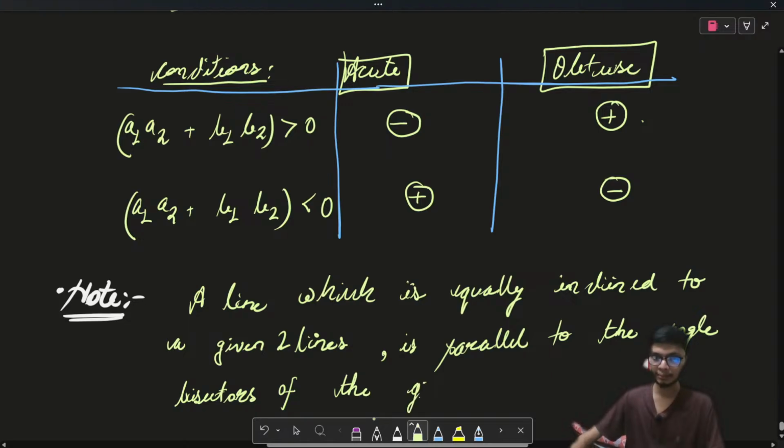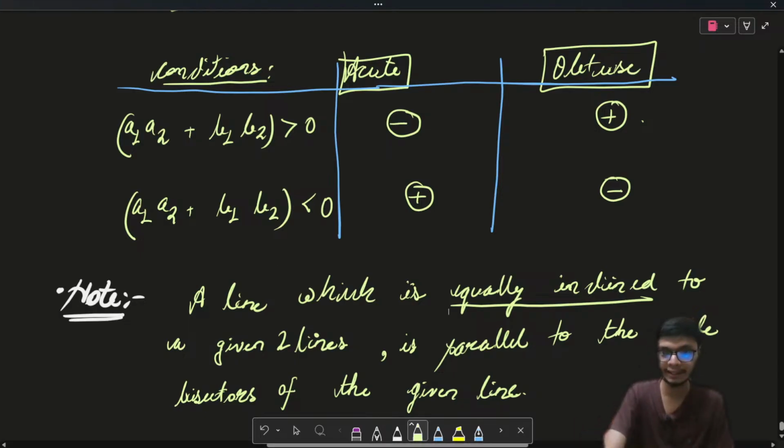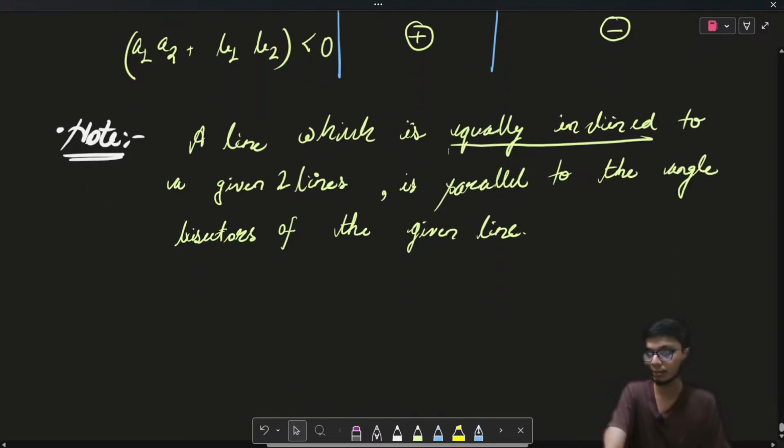Okay, so these are very important notes, please take it as a note. What you understand is that a line which is equally inclined to two given lines is parallel to the angle bisector of the given lines. Okay, so these are very important understandings about the angle bisector. I hope this is clear to all of you, right?